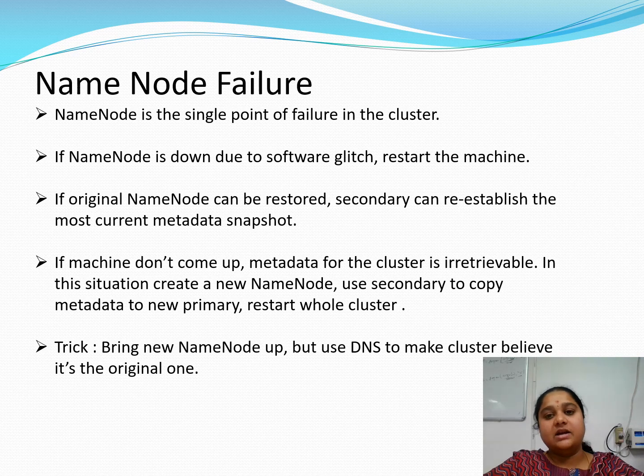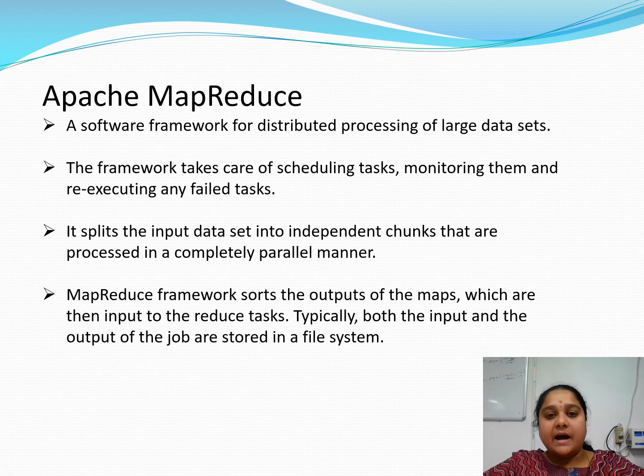Name node failure. The name node is a single point of failure in a cluster. If we have lost the name node, the first thing is to just restart the machine, and we can get it back. Otherwise, we need to go to the secondary name node and get back the metadata and all. One of the most important concepts in Hadoop we use for processing is MapReduce.